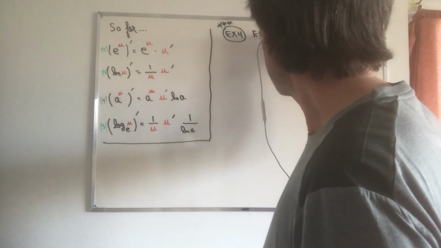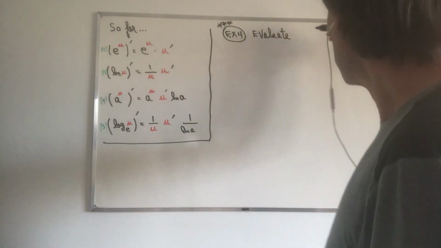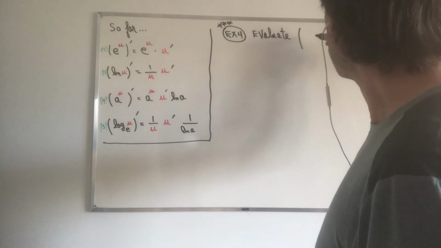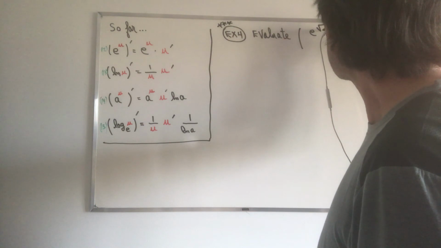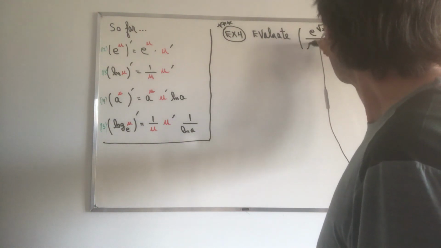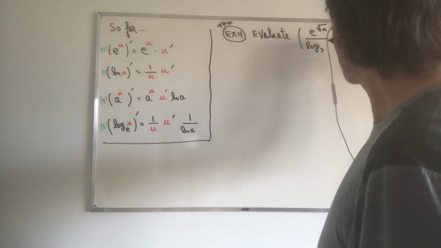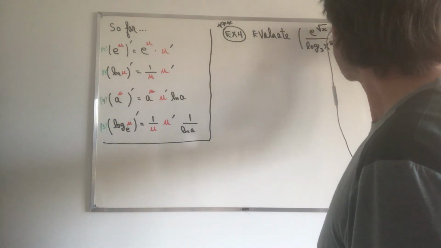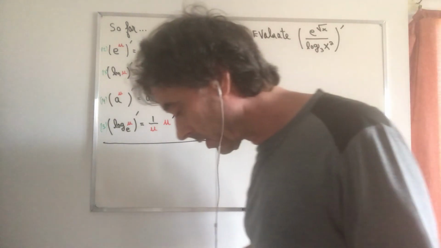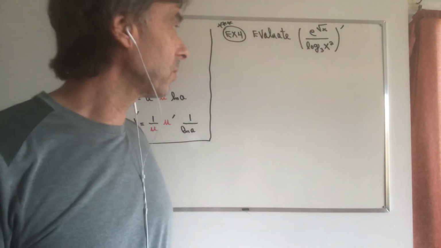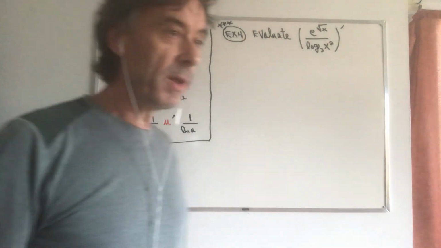Evaluate, so three stars. What shall we have? Evaluate something like this: the derivative of e to the root x over log base 3 of x squared. All right, so how do we do that?